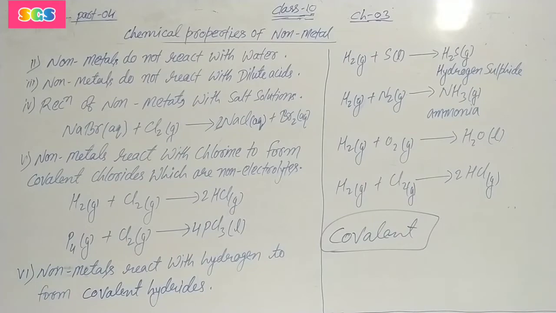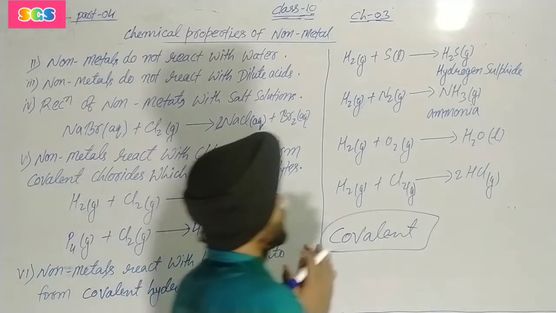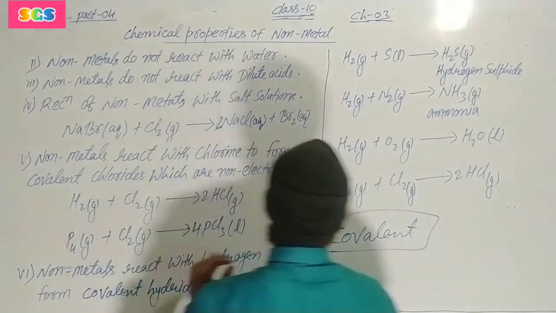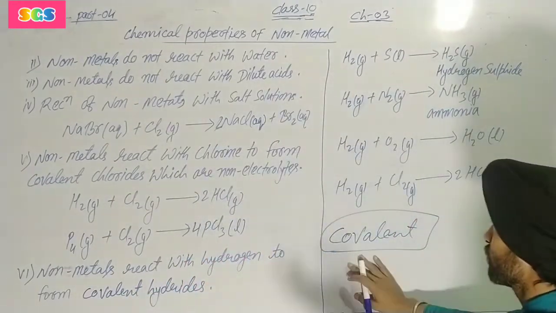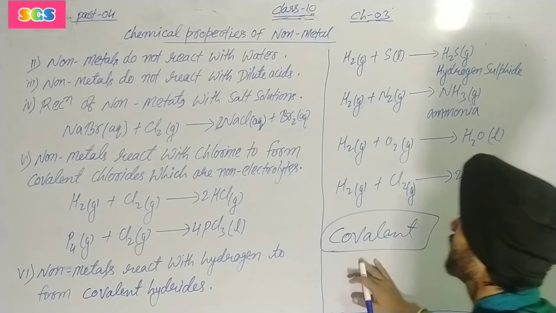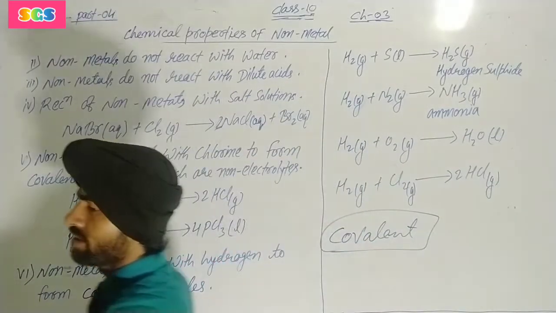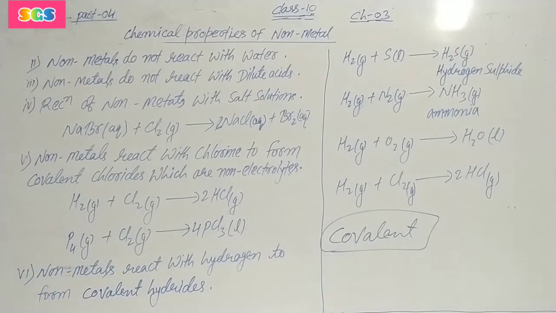Next chemical property of non-metals is that non-metals react with hydrogen to form covalent hydrides. Non-metals react with what? Non-metals react with hydrogen to form what? Covalent hydride. So they form covalent hydride when they react with hydrogen.